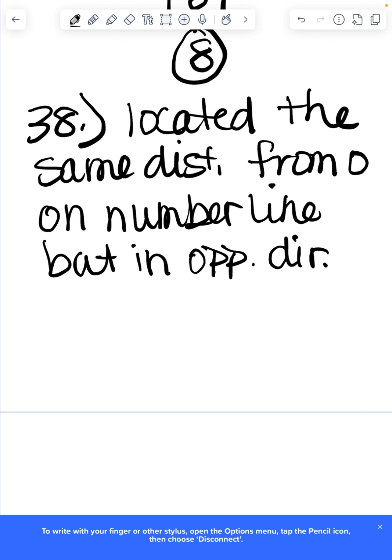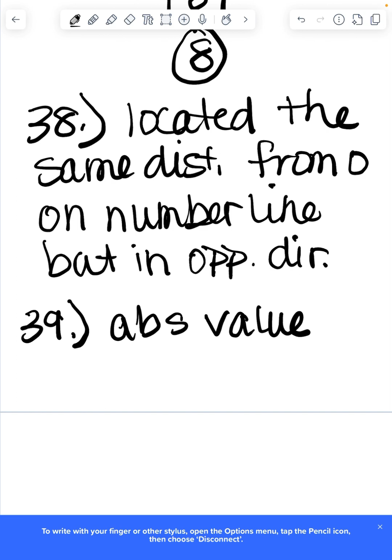Okay, next section, we're doing 38 straight through 44. So I got to get 39 here. Number 39, define the absolute value of a number. So absolute value is a number's distance from 0 on the number line.